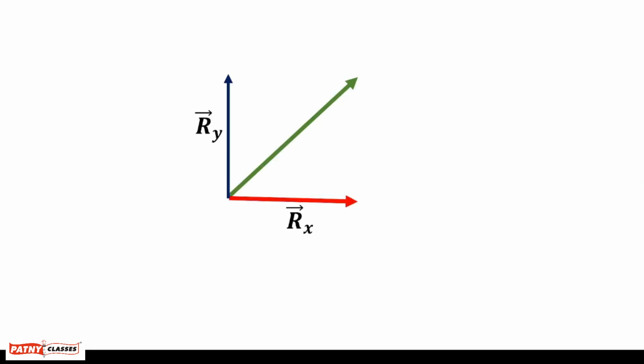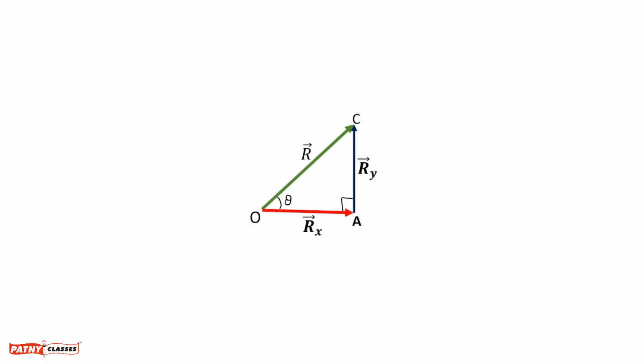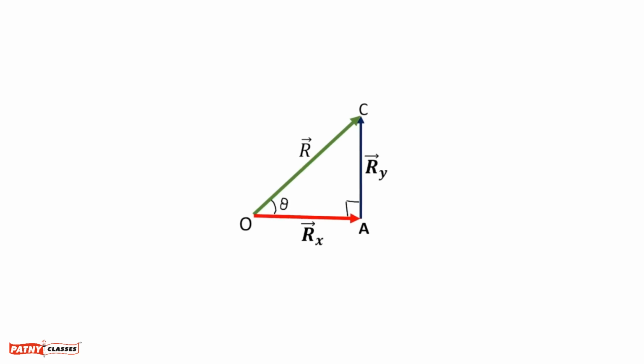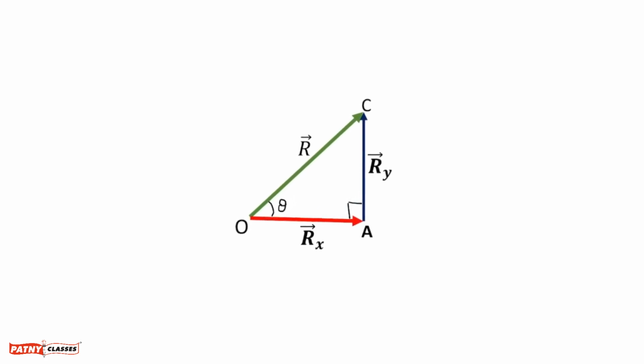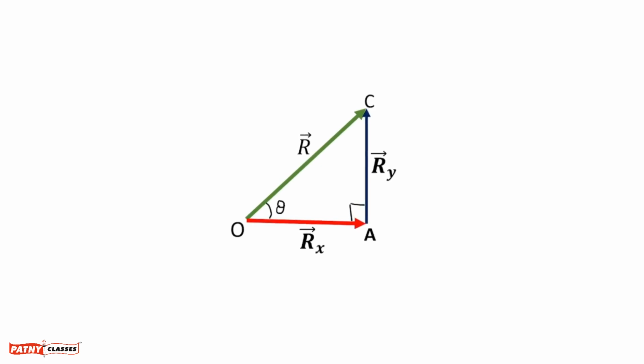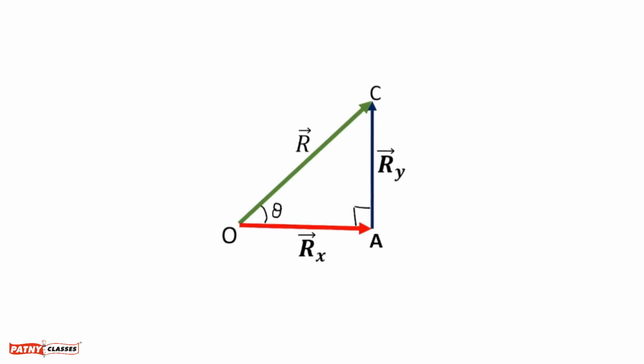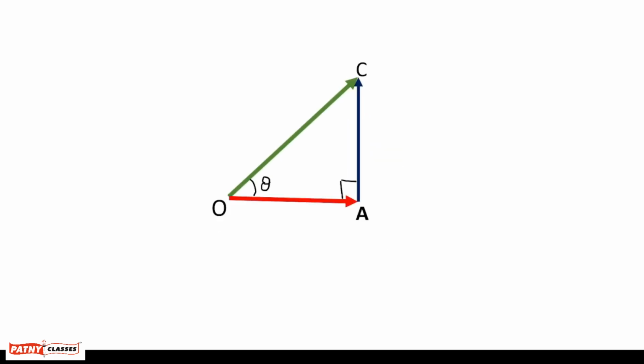Now shifting the vector Ry, now we have a triangle OAC. Along OA vector Rx and along AC vector Ry. Angle between vector R and Rx is theta. Now replacing all the vectors with their magnitudes.